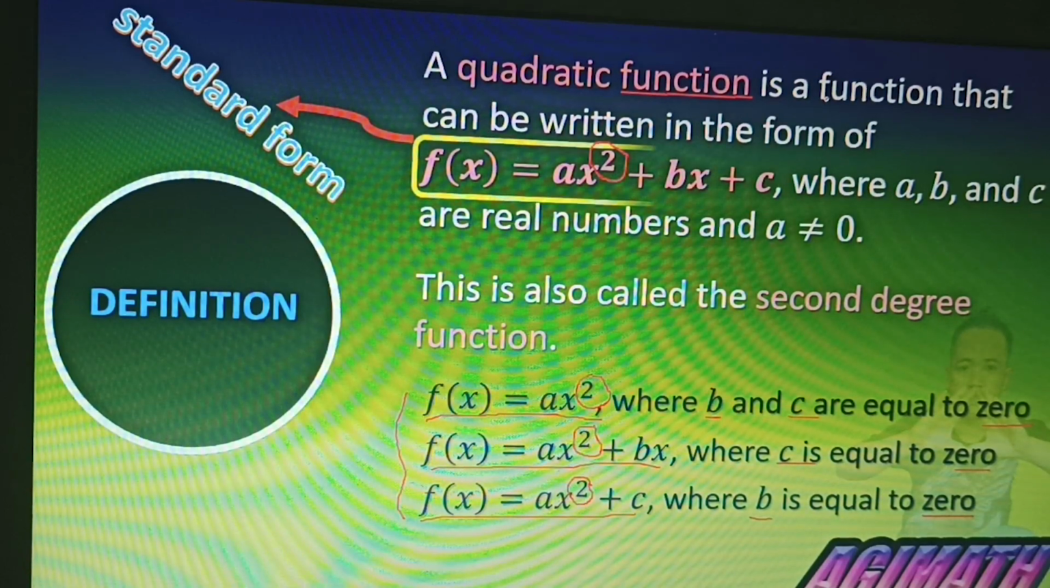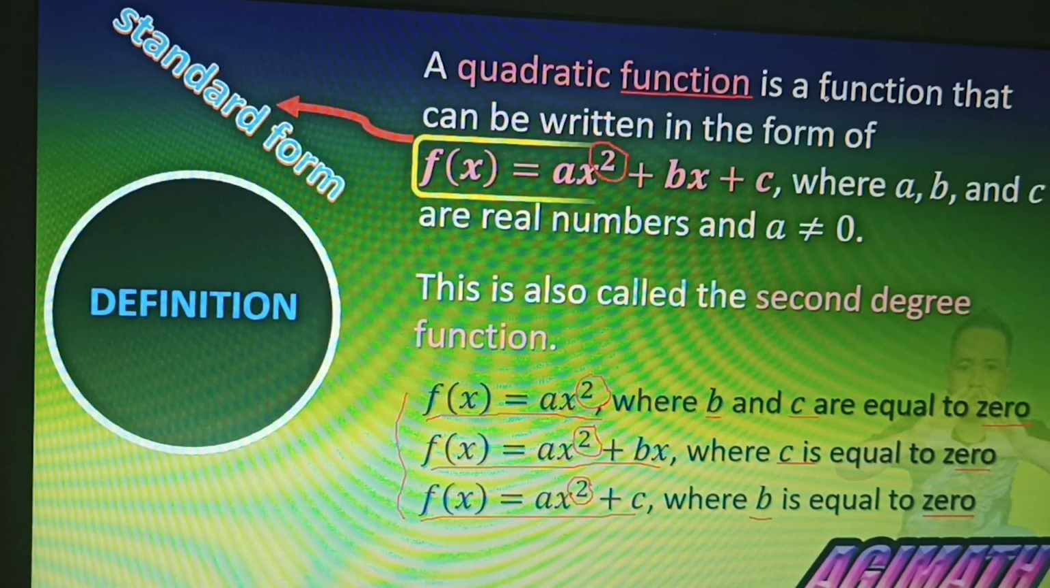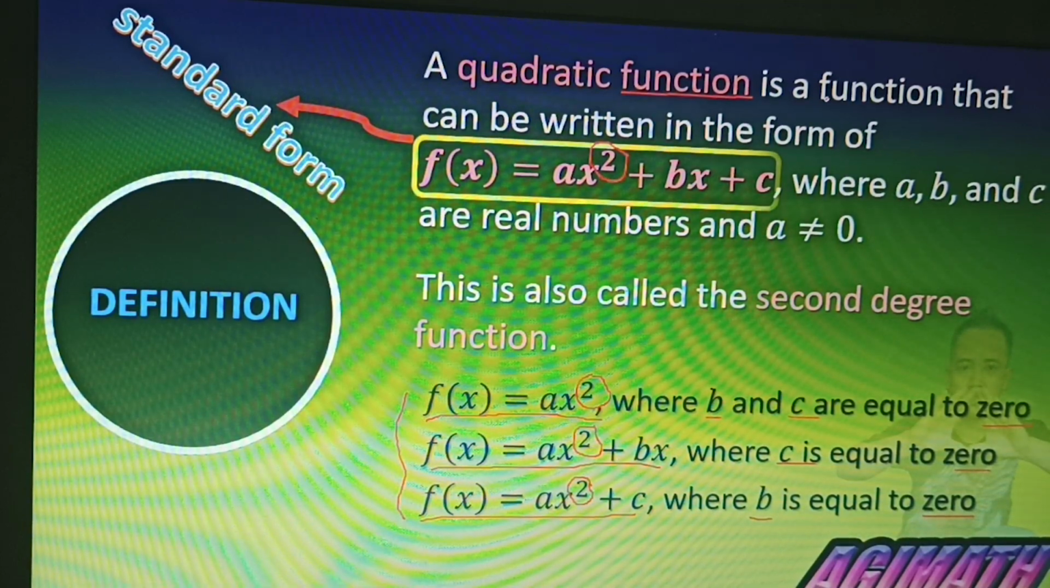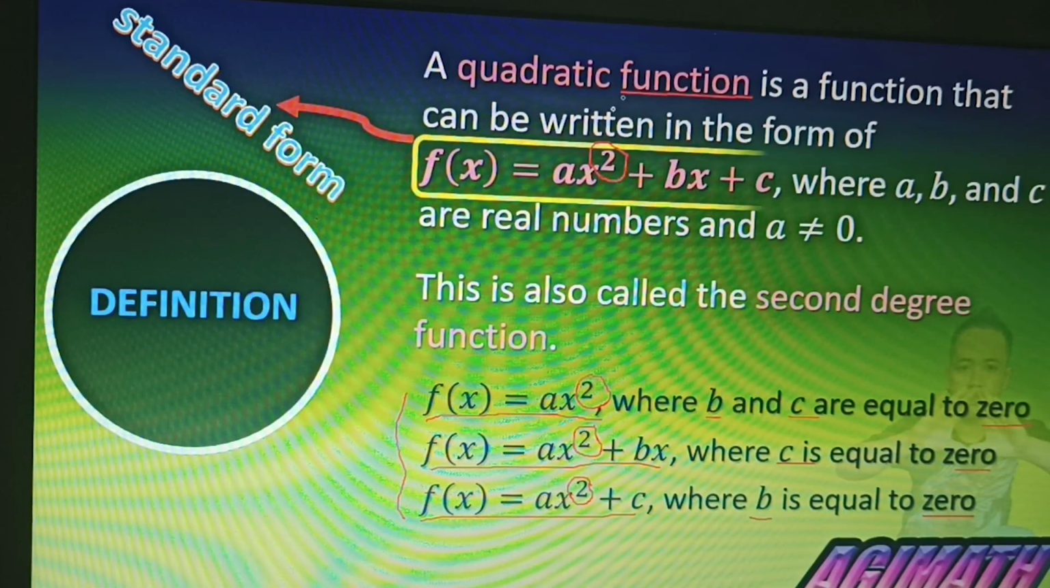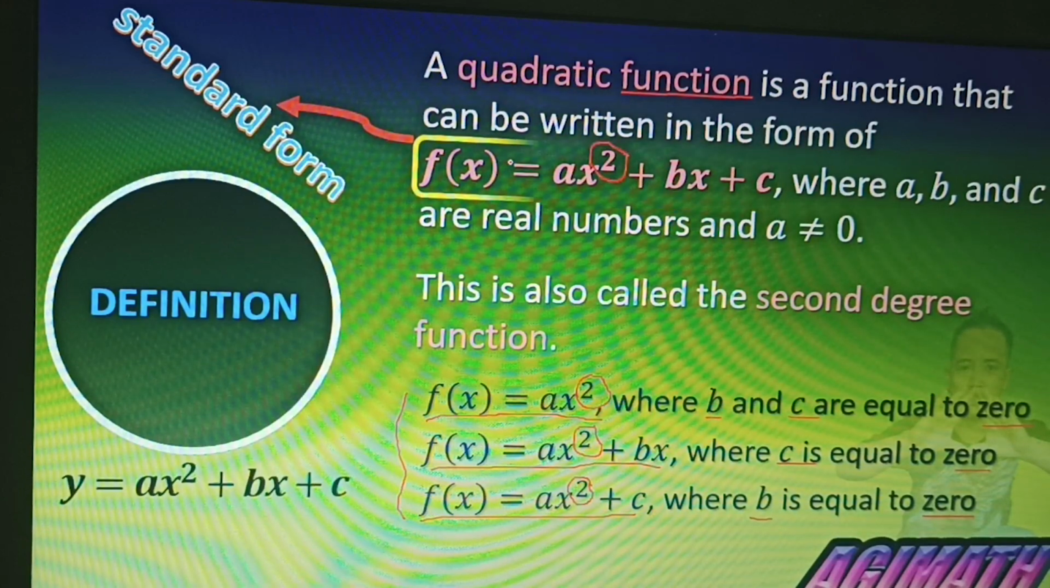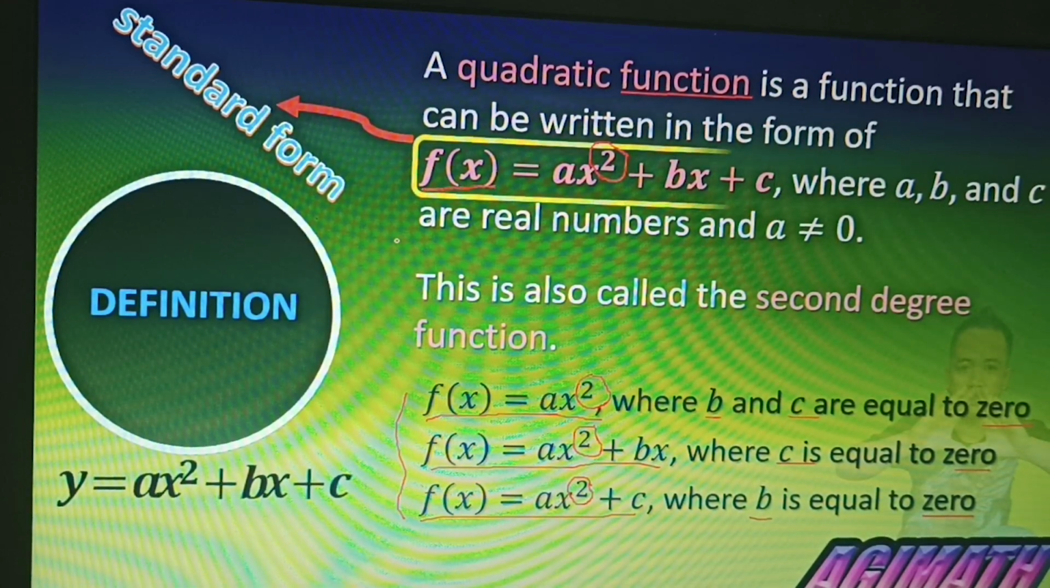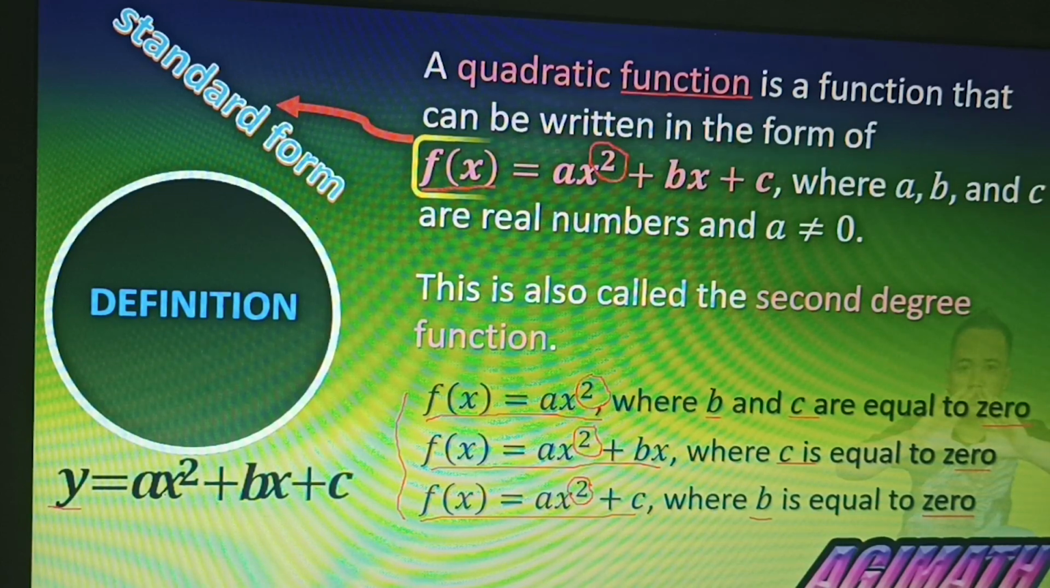Since we are going to graph this quadratic function, we are more concerned with the Cartesian plane. In the Cartesian plane, we have x and y, where x is the independent variable and y is the dependent variable. That's why f of x can be changed into y. From f of x, it becomes y, because y is the dependent variable. Again, every time we change the value of x, the value of y will also change.